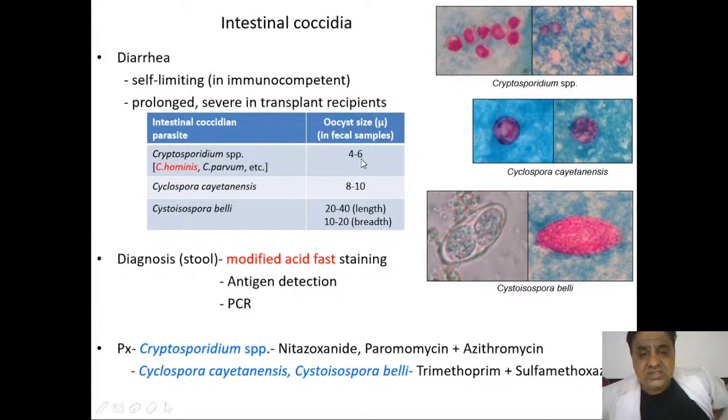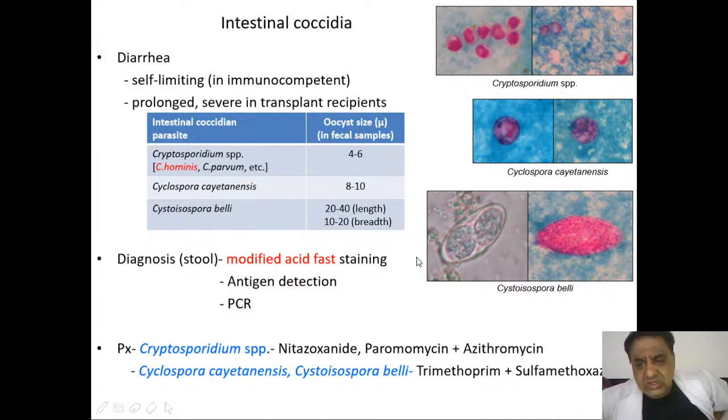Their oocysts in fecal specimens by acid-fast staining can be seen at a size of 4 to 6 microns. Slightly bigger is Cyclospora cayetanensis. Around 8 to 10 microns is the oocyst size, as you can see in this picture of stool samples by acid-fast microscopy.